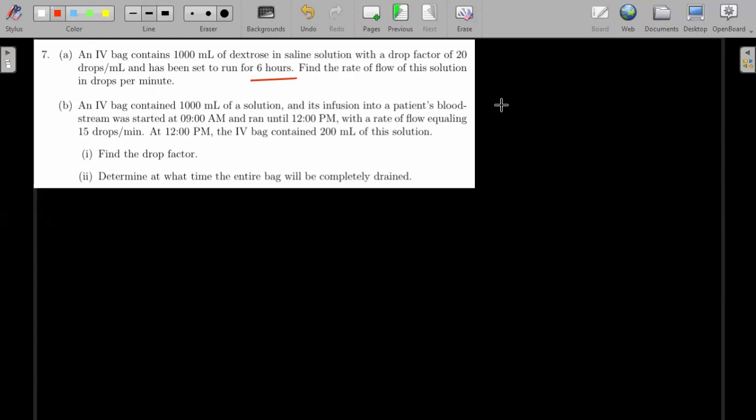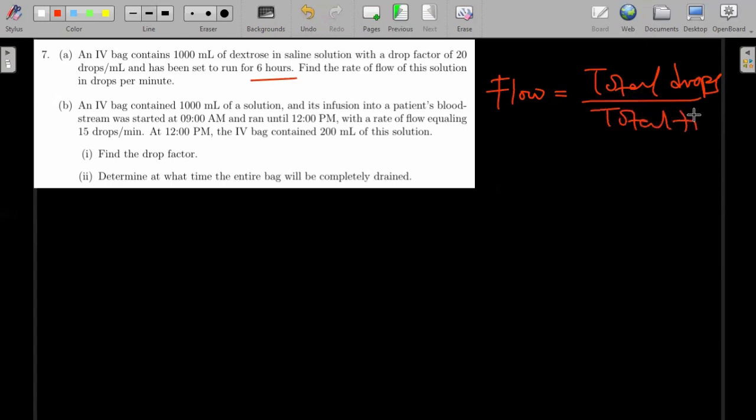So if we're finding the rate of this flow in drops per minute, then it means that our flow rate is given by the formula total drops divided by the total time that you have. Okay, this will be our flow rate.